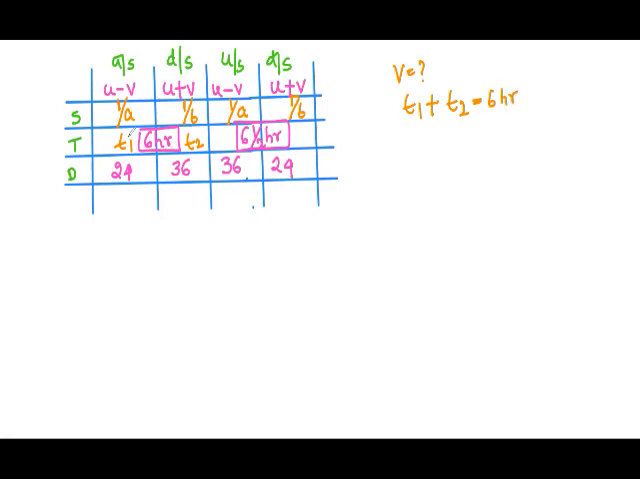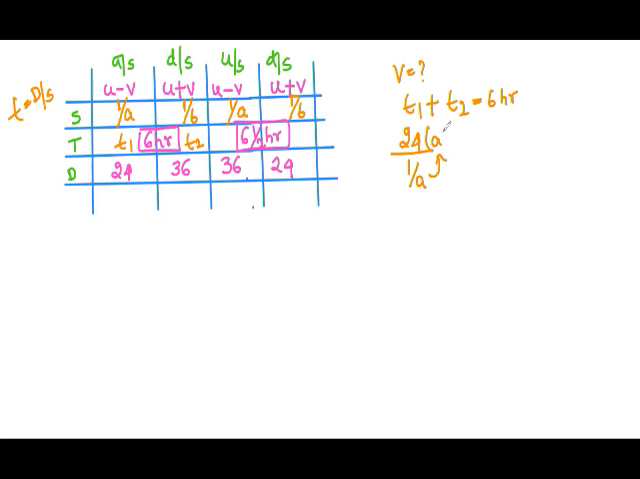What is the time here? Time is always equal to distance by speed. What is the distance here? Distance is 24. What is the speed here? Speed is 1 by a. If I make it 1 by a, then it will come upside.